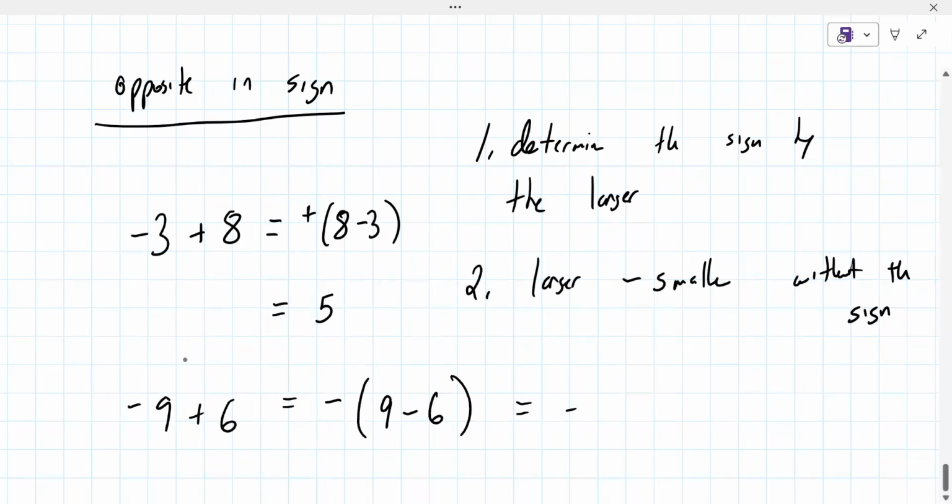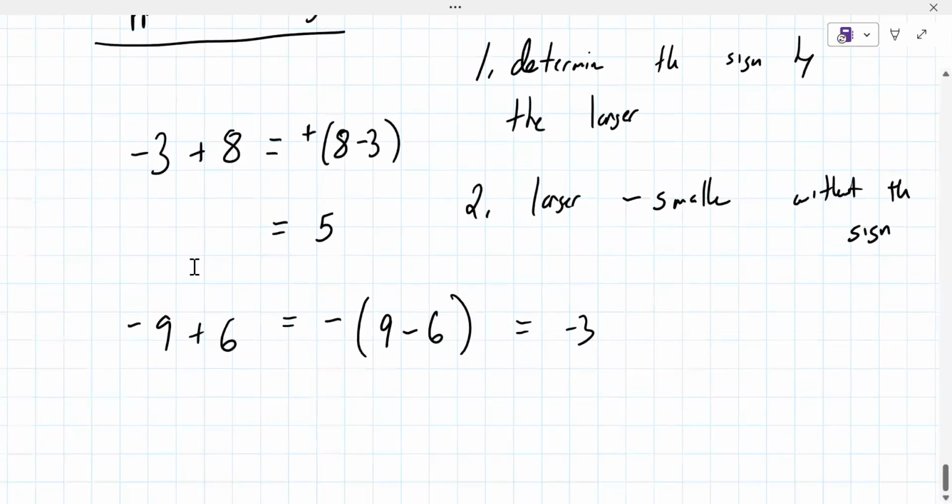So this becomes -3. Now it could be that it's a 10 minus 4, but you already know how to do that. 10 minus 4 is 6. But it follows the same convention. It's positive because the 10 is further from 0. Then you take the larger and subtract the smaller, which is 6.